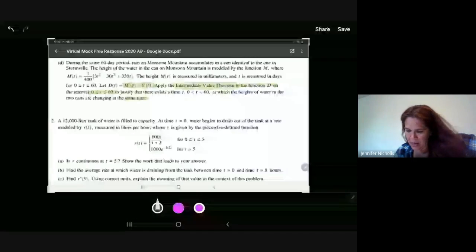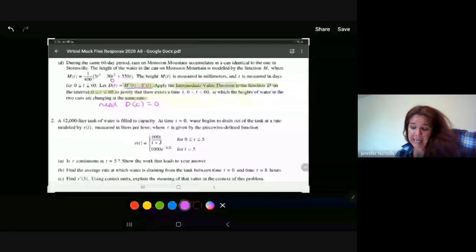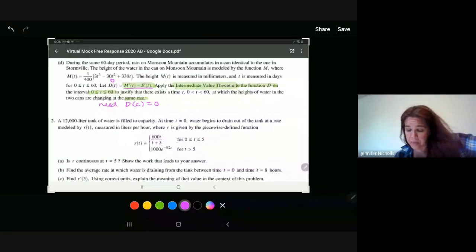Okay, so changing at the same rate, if I wanted M and S to be the same, then I would need D to be 0. So I need D of C to be 0, which might mean that I need the prior to D, and then D is the derivative if I was using mean value theorem, right? But this isn't mean value theorem. This is intermediate value theorem, so I need a graph of D.